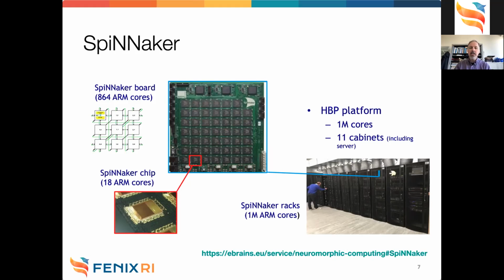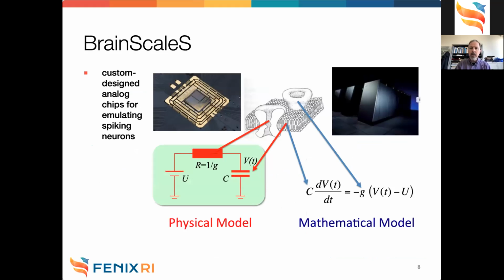So that's the SpiNNaker machine. That's one of the machines which is accessible through EBRAINS. The other system in EBRAINS is called BrainScaleS. So BrainScaleS is a very different approach in many ways. So rather than custom digital chips, these are custom designed analog chips for emulating spiking neurons.